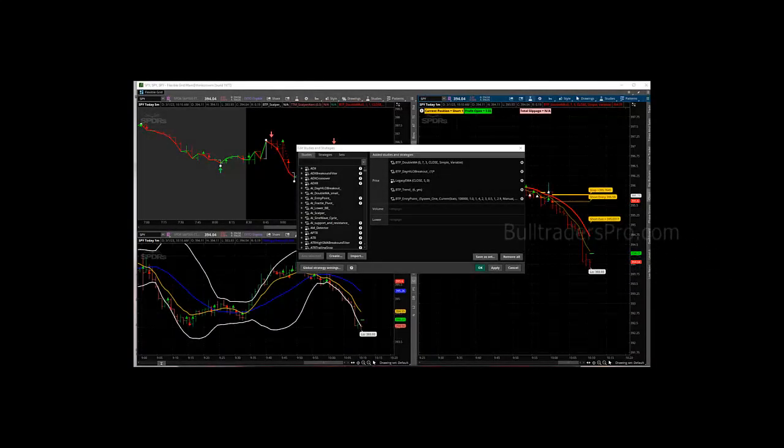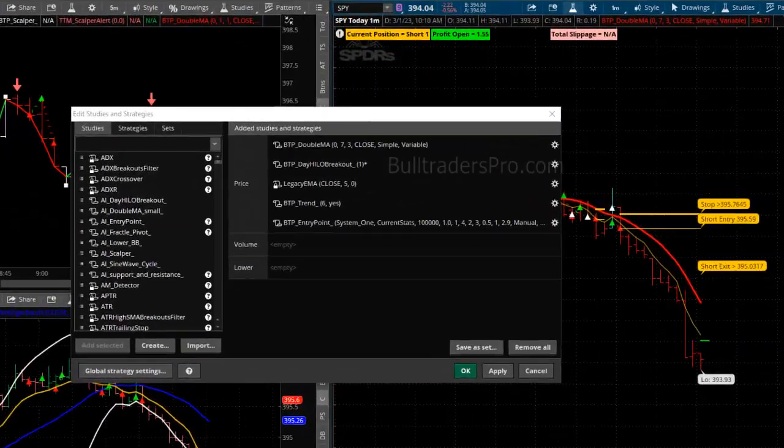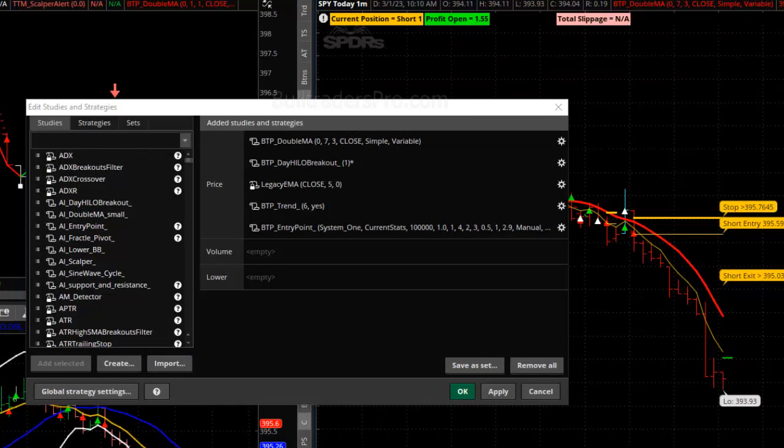Before we begin, let us first ensure that your chart is set up to resemble our own. In our entry point chart, you will observe that we have integrated 5 algorithms. These algorithms include our special moving average, breakout, entry point algorithm, legacy moving average, and trend study.